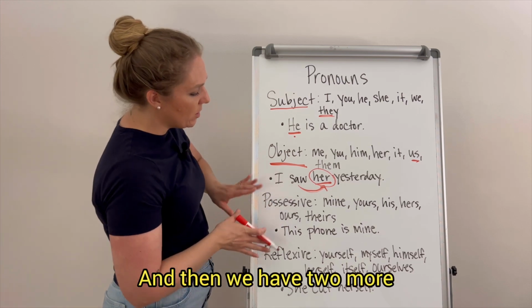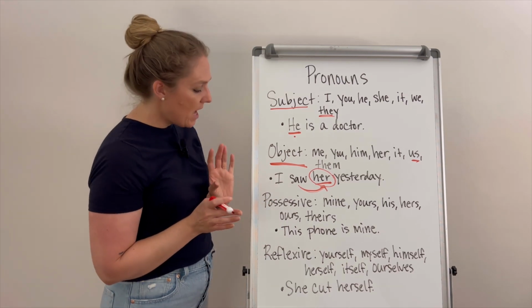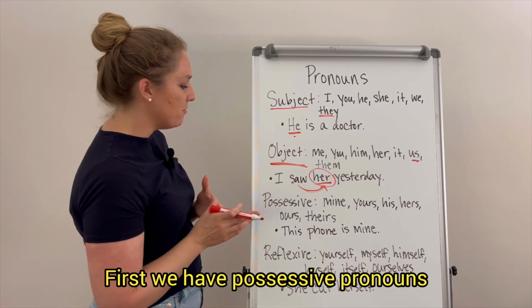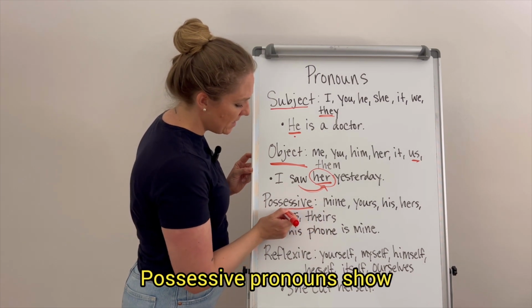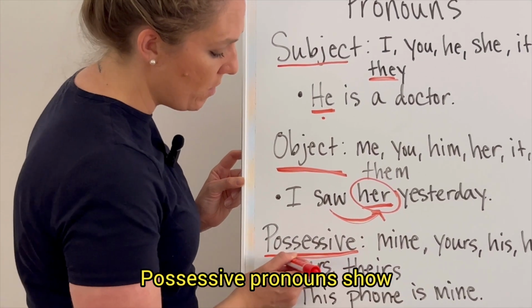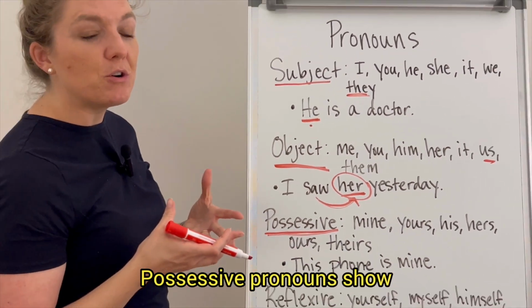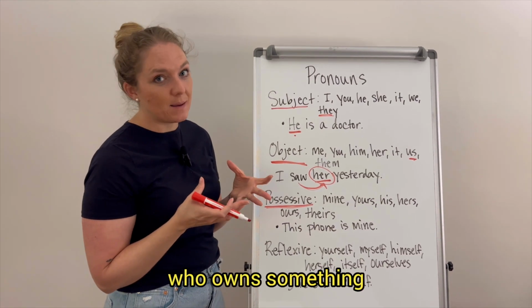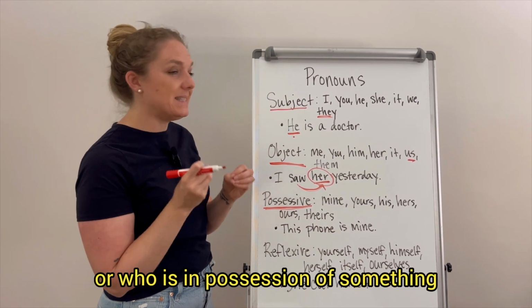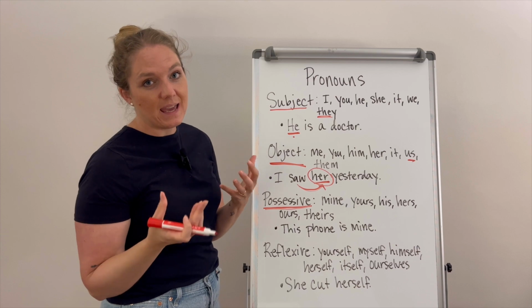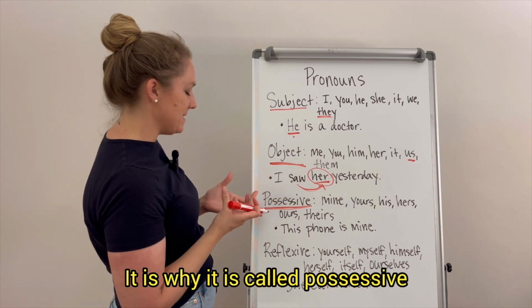And then we have two more, which are a little bit different. First, we have possessive pronouns. Possessive pronouns show who owns something or who is in possession of something. It is why it is called possessive.